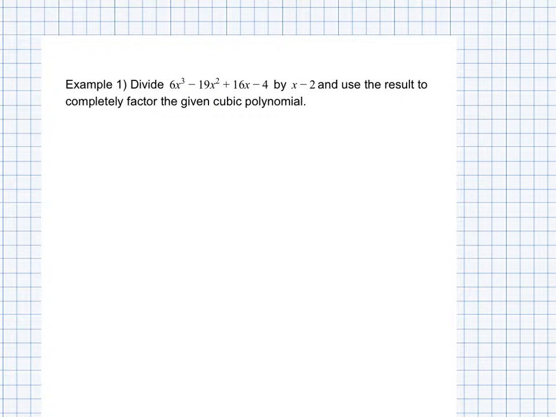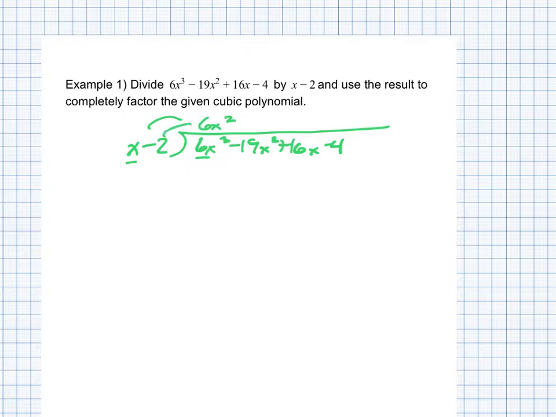One more quick example here of long division. We're going to go ahead and divide this cubic polynomial by x minus 2. I'll look at my lead terms. 6x cubed divided by x is 6x squared, and then I distribute to the x minus 2: 6x cubed minus 12x squared.